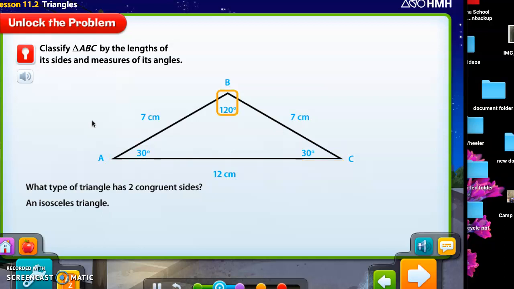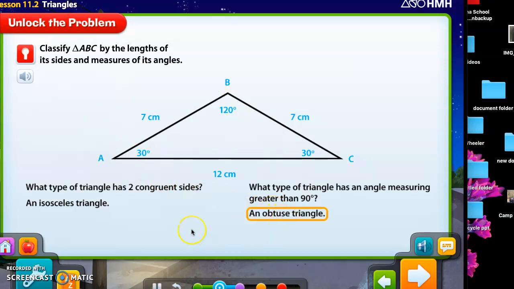Triangle ABC has one angle that is greater than 90 degrees. What type of triangle has an angle measuring greater than 90 degrees? An obtuse triangle. So triangle ABC is an isosceles obtuse triangle.